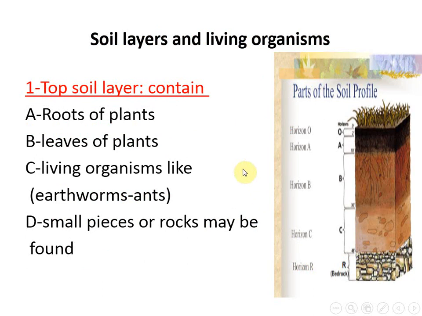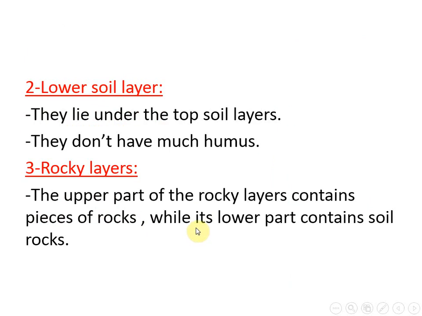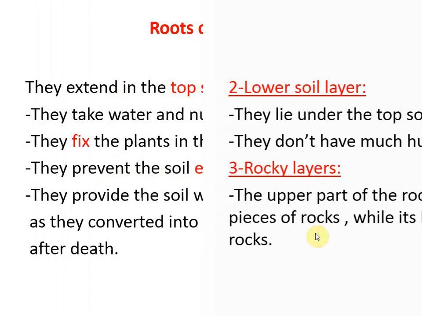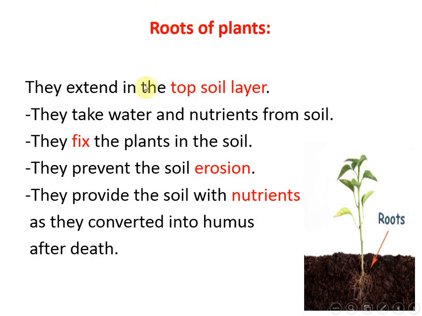The soil layers and living organisms. First, the topsoil layer contains roots of plants, leaves of plants, and living organisms like earthworms and ants. Some pieces of rocks may be found. Second, the lower soil layer lies under the topsoil layer. It doesn't have much humus. Third, the rocky layers. The upper part of the rocky layers contains pieces of rocks, while the lower part contains solid rocks.